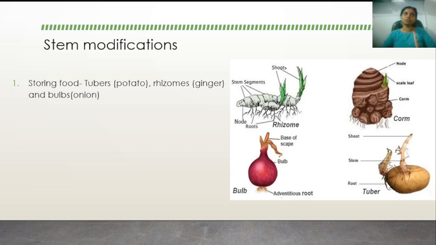So the corm is also another kind of stem modification, where the stem is reduced and around the stem the food is stored.